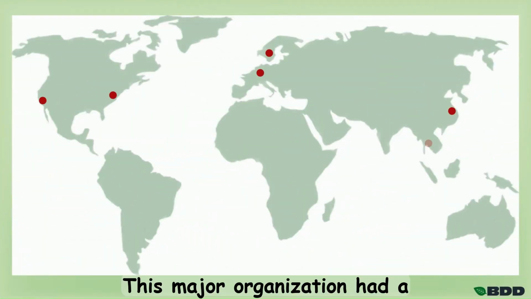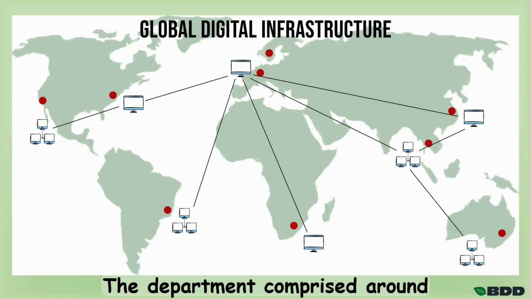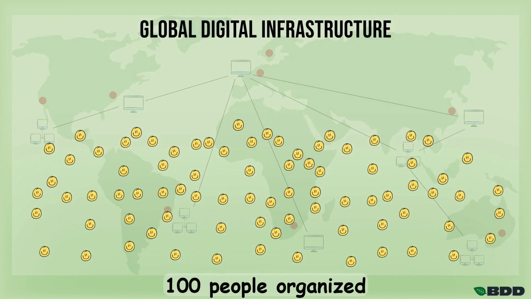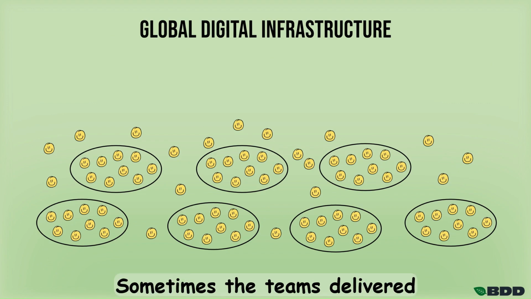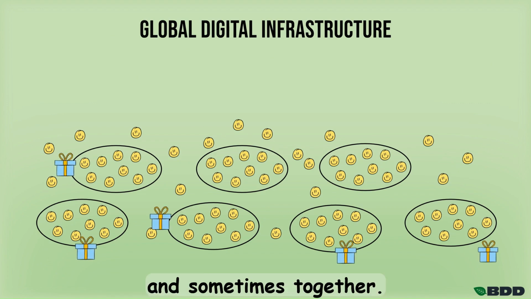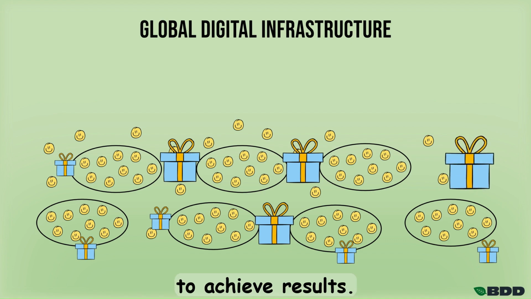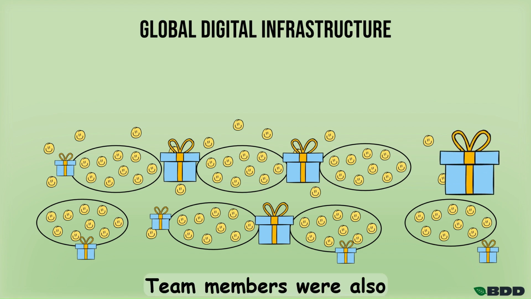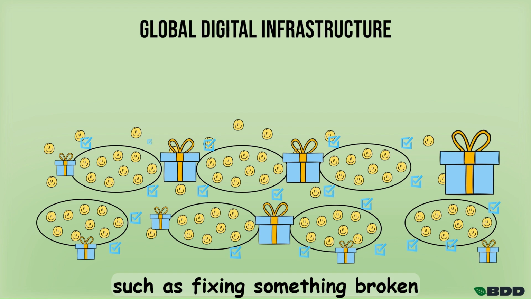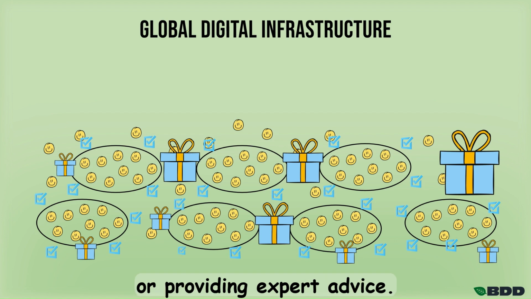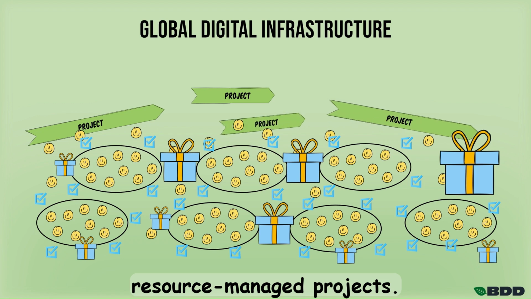This major organization had a department that served as an internal provider of global digital infrastructure. The department comprised around 100 people, organized into several teams, as well as managerial and supporting roles. Sometimes the teams delivered autonomously and sometimes together. Sometimes they needed to collaborate with external teams to achieve results. Team members were also frequently asked to perform smaller individual tasks, such as fixing something broken or providing expert advice. Larger initiatives were conducted as traditional resource-managed projects.